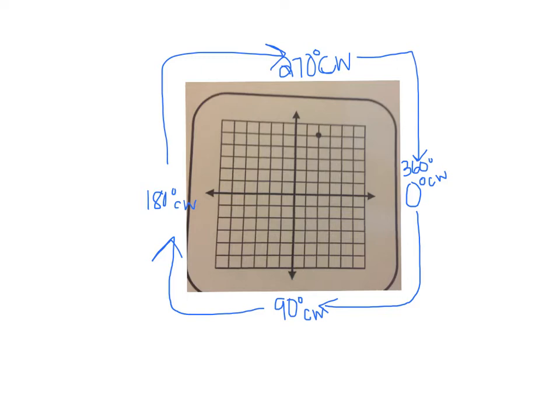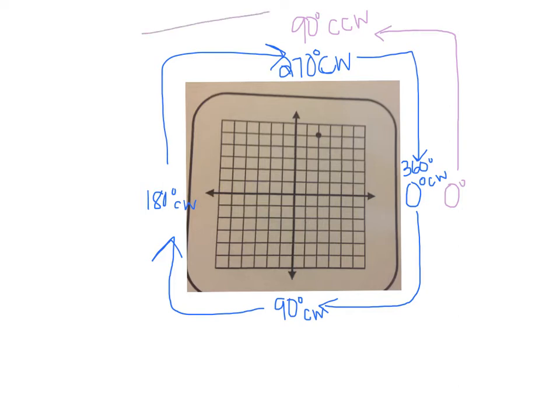So, if we go counterclockwise, we're still going to start at 0 degrees here. Instead of going clockwise, we're going counterclockwise. So we're moving this direction. And our first stop is 90 degrees here, counterclockwise. So the opposite of a clock. Now 90 degrees counterclockwise and 270 clockwise are going to be exactly the same rotation.